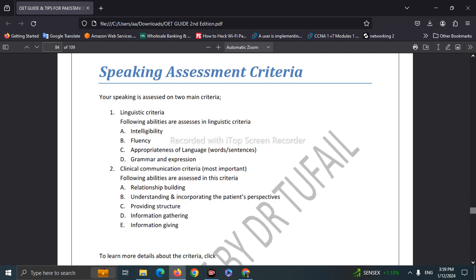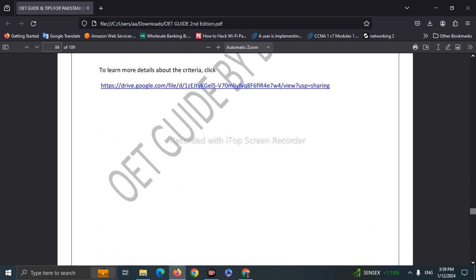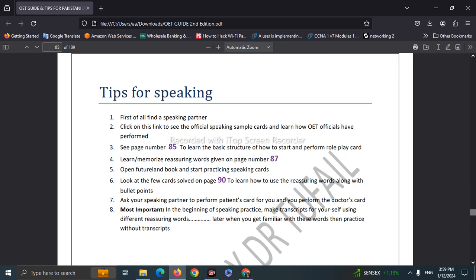These are the criteria on which you will be judged: grammar, fluency, appropriateness of language, relationship building, understanding, providing structure, and information gathering. These are the tips for speaking. Try to learn the basic structure, and memorize some reassuring words or phrases. Try to listen to your partner and sympathize. Reassuring statements are very important.